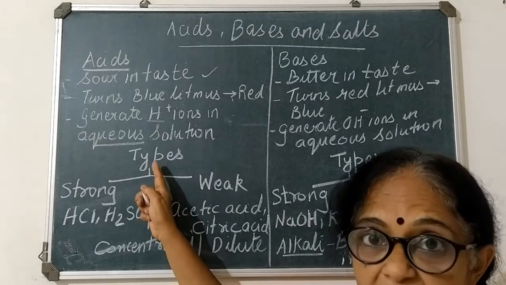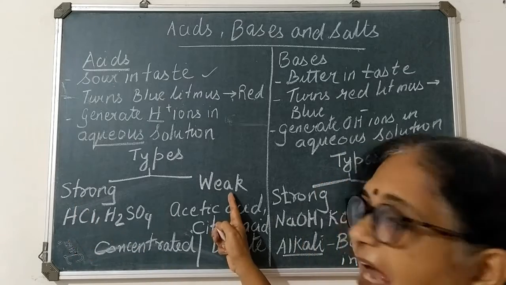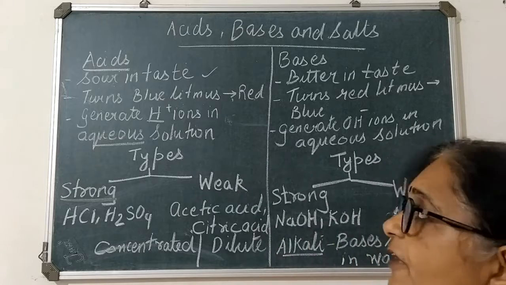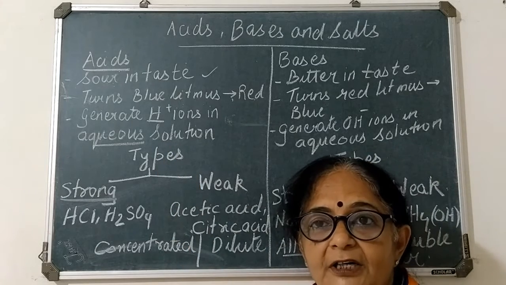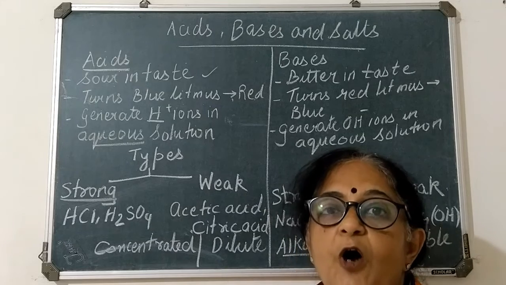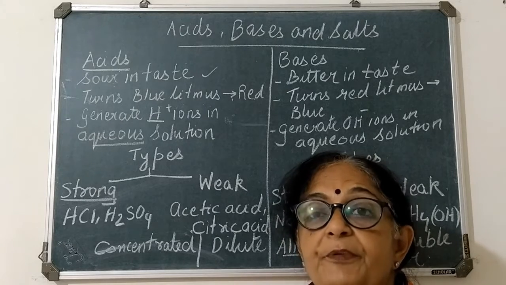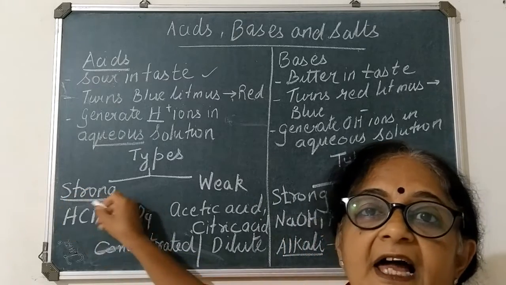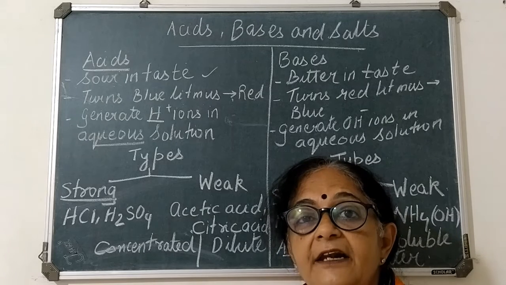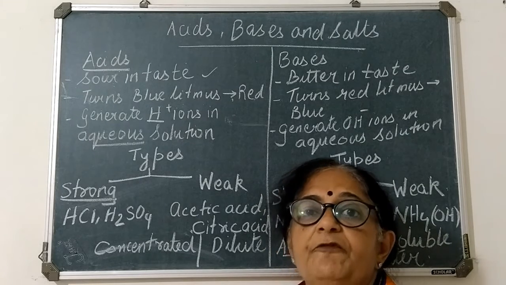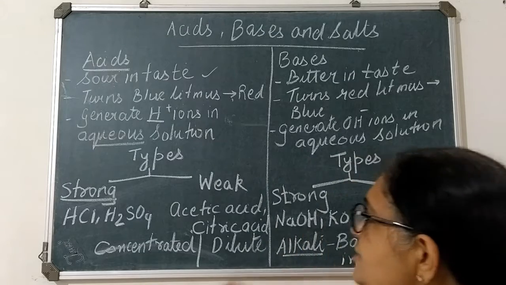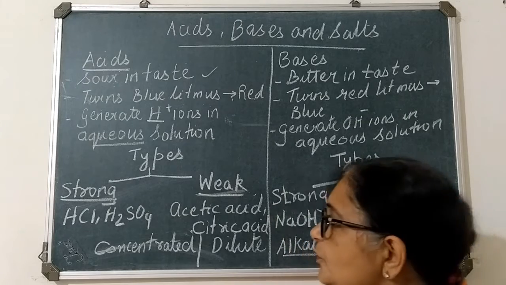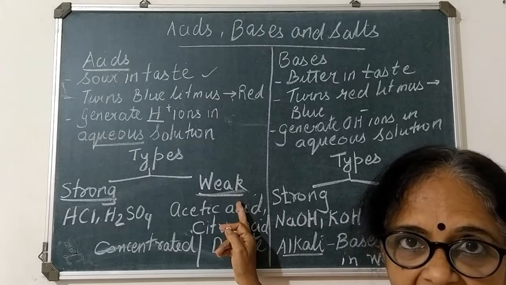There are two types of acids, strong acids and weak acids. When you put a particular acid in water and it produces more H plus ions, then we say that the acid is strong. And on mixing with water, if it produces a smaller number of H plus ions, then we say that the acid is weak. So strong acids and weak acids.